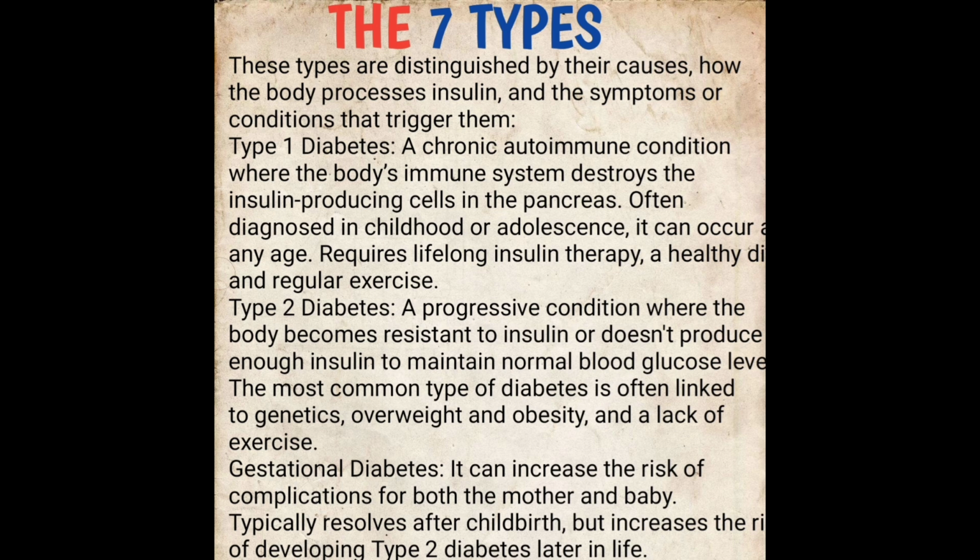The 7 types of diabetes. These types are distinguished by their causes, how the body processes insulin, and the symptoms or conditions that trigger them.